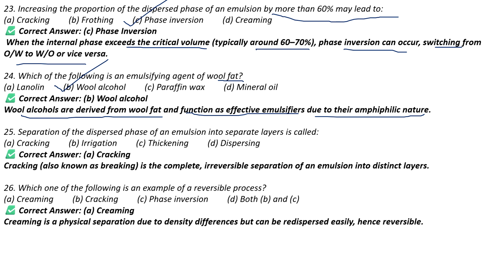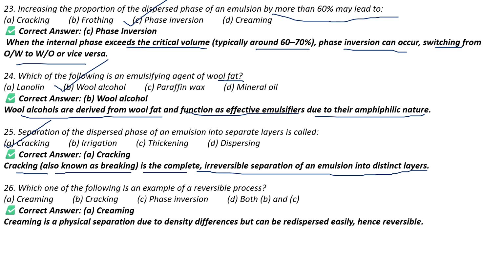Separation of the dispersed phase of an emulsion into separate layers is called. Options are cracking, irrigation, thickening, or dispersing. So cracking, also called breaking, is the complete irreversible separation of an emulsion into distinct layers. So we can say option A, that is cracking, is called separation of the dispersed phase of an emulsion into separate layers. Moving on to the next question.